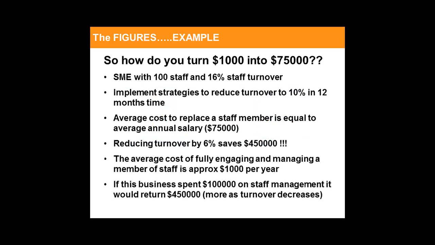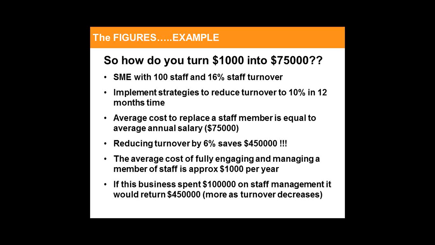So how do you turn $1,000 into $75,000? Well, it doesn't happen all the time for everybody, but very generally, an example here is a small to medium enterprise. Say it's 100 staff and they've got a 16% turnover. So you implement a proactive strategy and put in place a framework that will address that, get the staff engaged, stop people leaving when they don't want to leave, and have some people have a bit of loyalty and remain with your business. Just by reducing that 6%, let's try and get that down to 10% in 12 months' time.